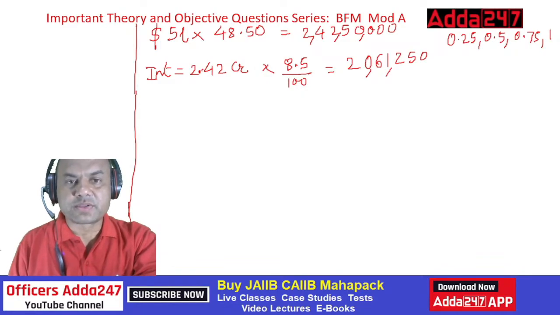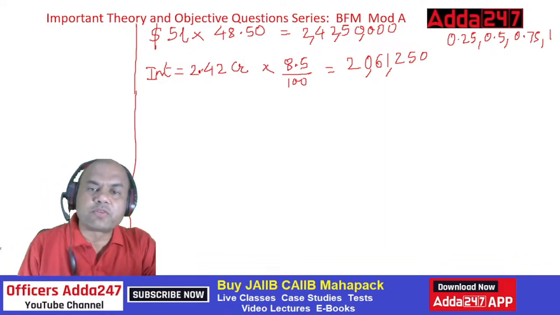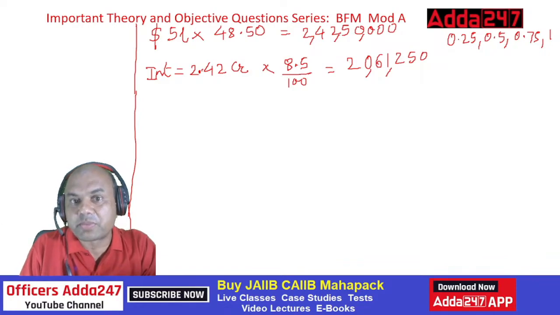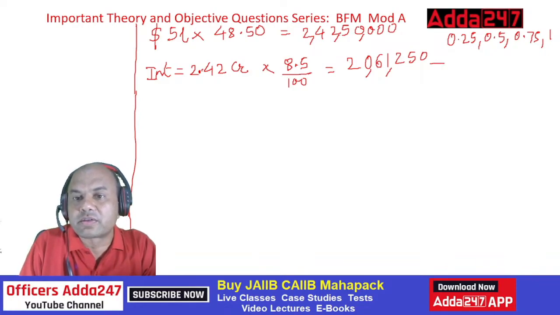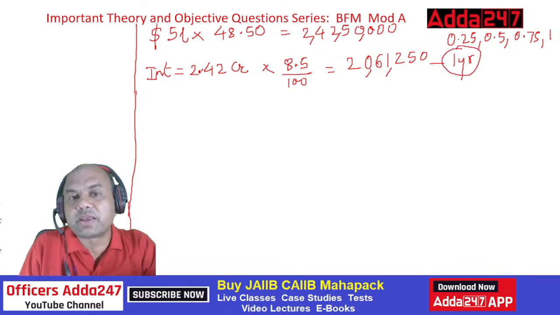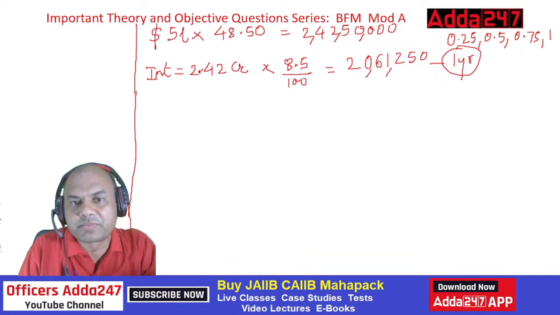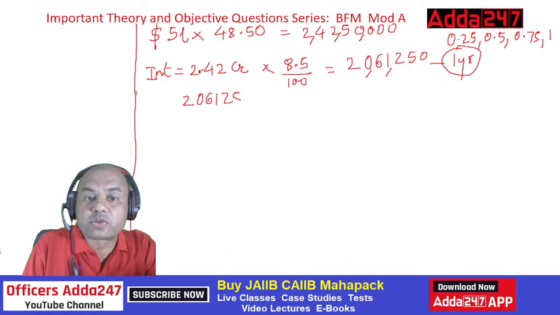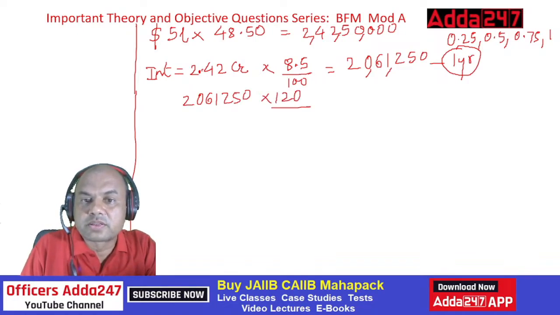Oh, yes, yes. That's what I was thinking. There's some issue over here. Now, this 8.5% is for what? It is for 1 year. Now, look at this, very important part. This amount is for 1 year. But for how many days am I financing? This percent is always per annum. I am financing for 120 days. So what will be my interest amount? So actual interest will be 2061250. This is for 1 year, into 120 upon 365.